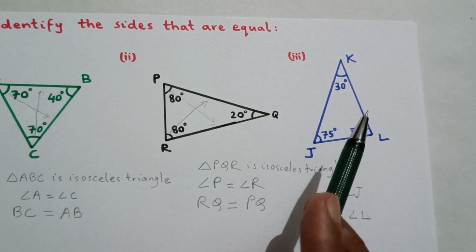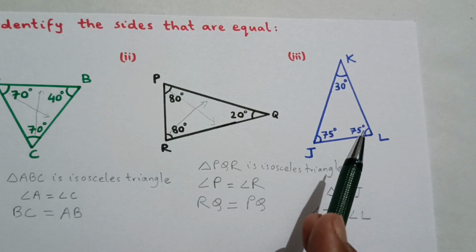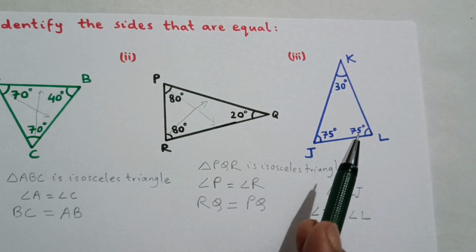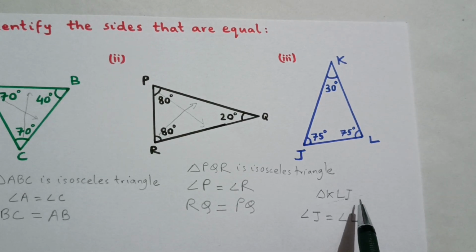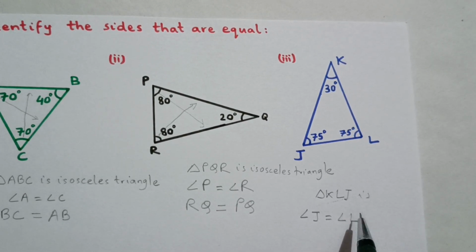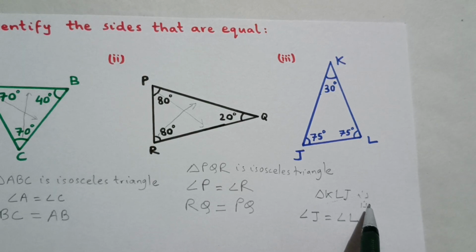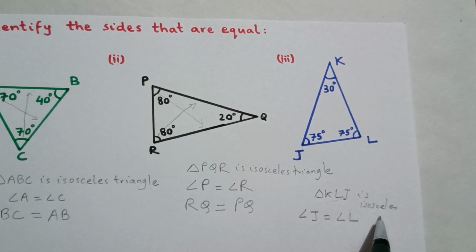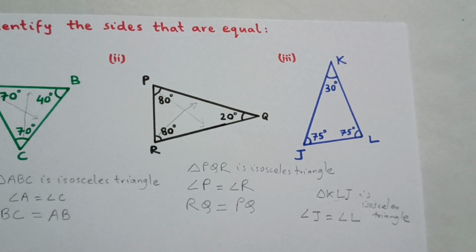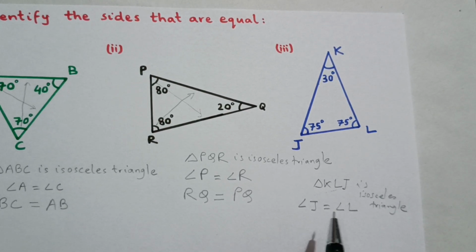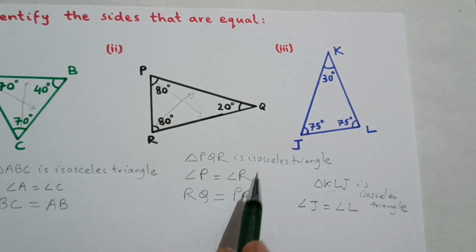So in this triangle, out of three angles, two angles are equal. So this triangle is an isosceles triangle. So triangle KLJ is an isosceles triangle. Now we know which two angles of this isosceles triangle are equal. So now let us find out which two sides of this isosceles triangle are going to be equal.